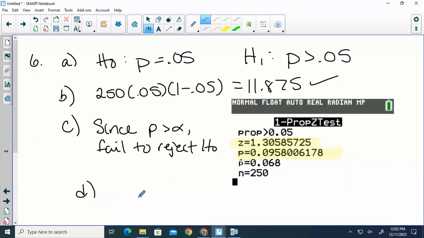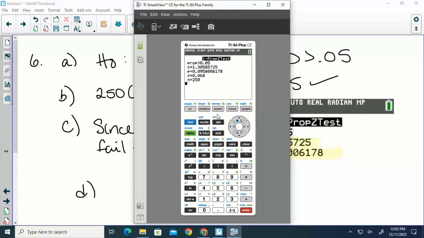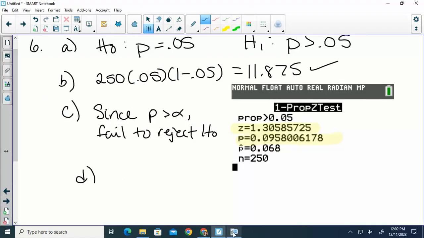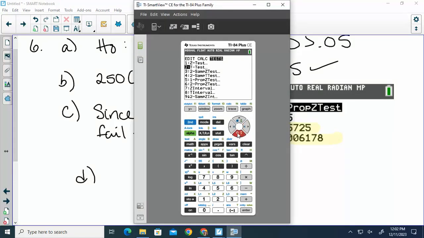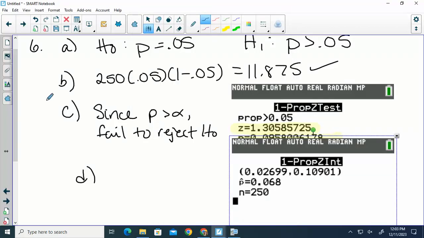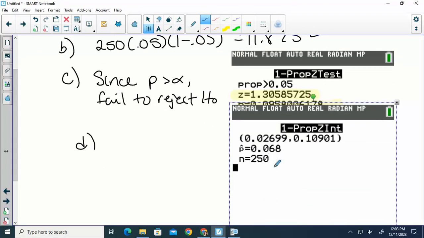Part D wants a 99% confidence interval for the proportion. So what am I looking for? Z and P. One proportion Z interval. Okay, it has my X and my N already. My confidence level was 0.99. Calculate. And so then you would write down your interval.